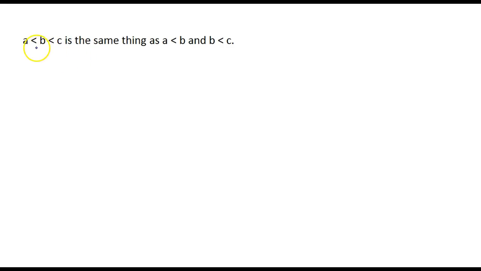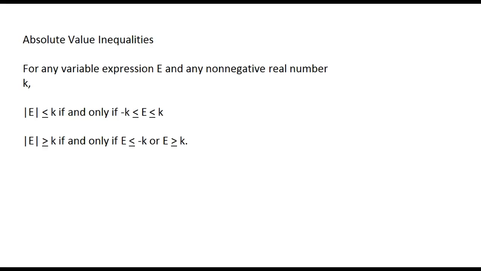Sometimes compound inequalities are written like this: a less than b less than c. That's the same thing as saying a is less than b and b is less than c. Okay, our last type of inequality question we're going to deal with are absolute value inequalities. And it says that for any variable expression e and any non-negative real number k, if the absolute value of e is less than or equal to k, then we're going to get an answer like this. Negative k is less than or equal to our expression, less than or equal to k.